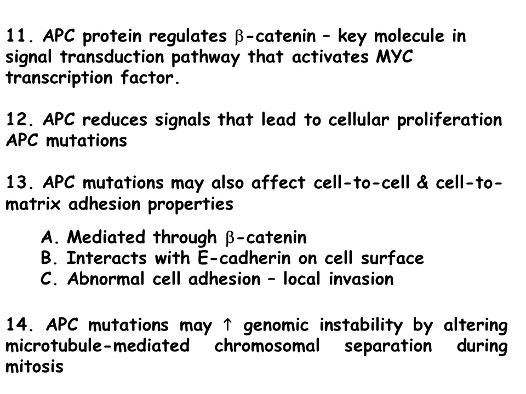APC mutations may also increase genomic instability by altering, again, chromosomal separation during mitosis. So all because of this mediation through beta-catenin, if you lose it, you lose control of cellular proliferation, the cell doesn't stay in the right spot, and there may be abnormal chromosomal separation during mitosis. So it could really lead to other mutations, just with this one.